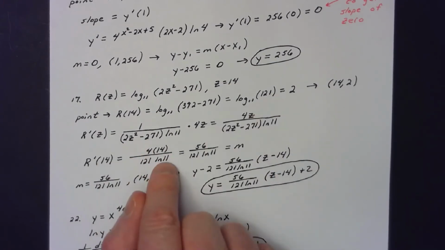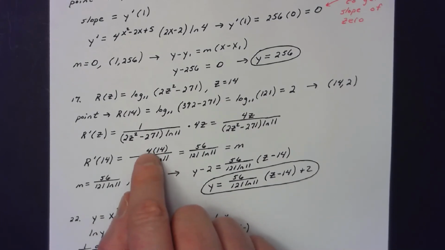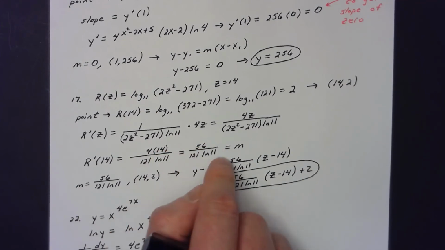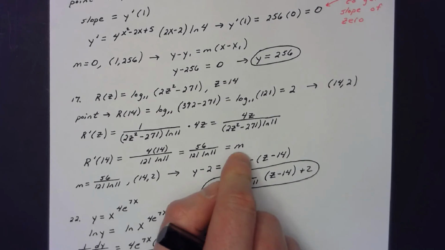And then I have the natural log of 11. So this isn't really going to simplify other than just to say 4 times 14 is 56. We'll have 56 over 121 natural log of 11 for the slope.